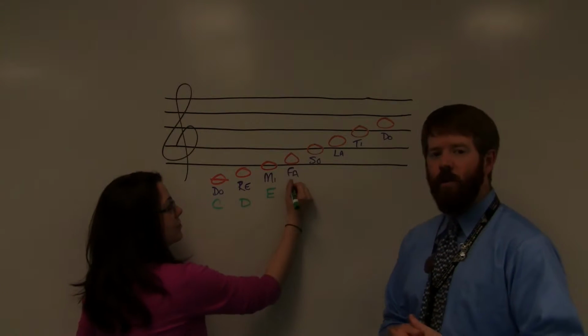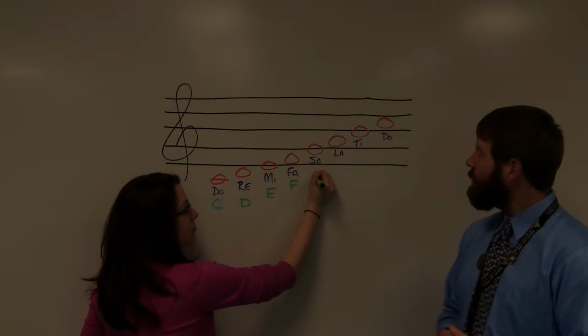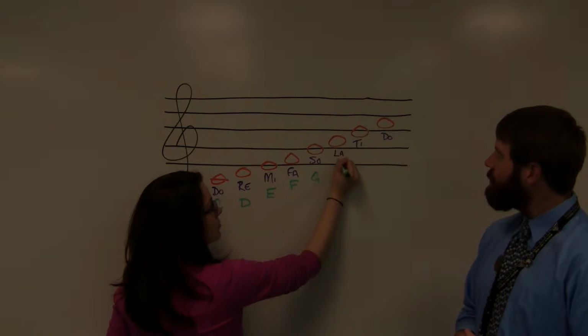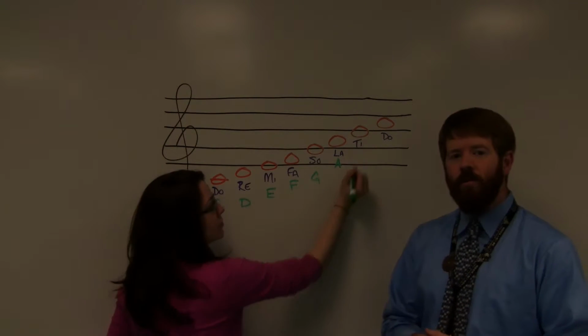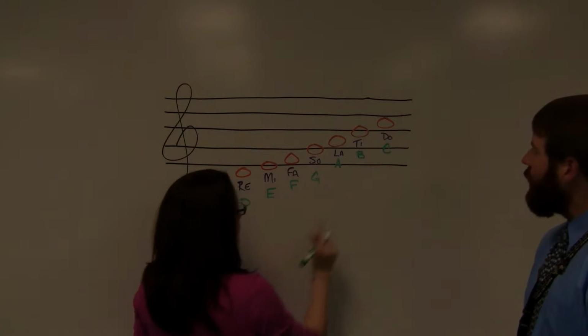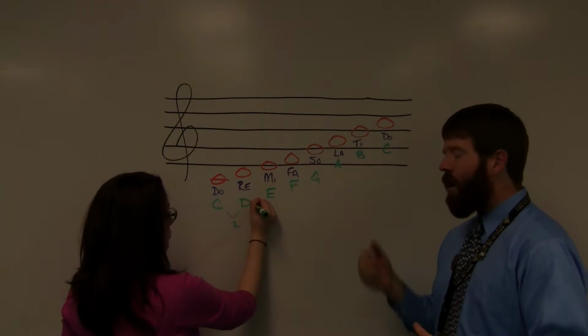E to F is one. F to G is two. G to A is two. A to B is two. And B to C is one. Notice how we start on C and we end on C. We go up what we call an octave.